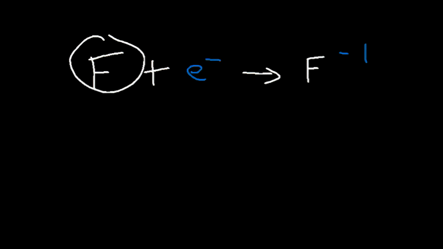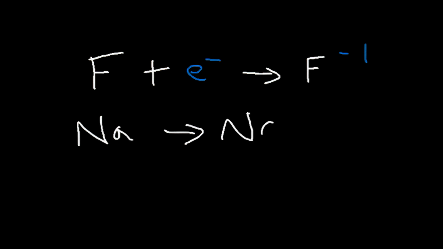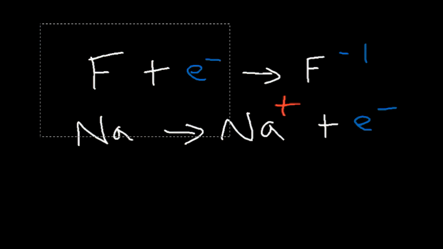So let's say if you have a fluorine atom, and if you add an electron to it, fluorine will turn into the fluoride ion. The nonmetal will become a negatively charged anion. So nonmetals tend to be electronegative. They like to acquire electrons. Now, if you have an atom of sodium, sodium wants to give away an electron to form a positively charged cation. So metals tend to be electropositive. They like to give away electrons. So those are some things to know.